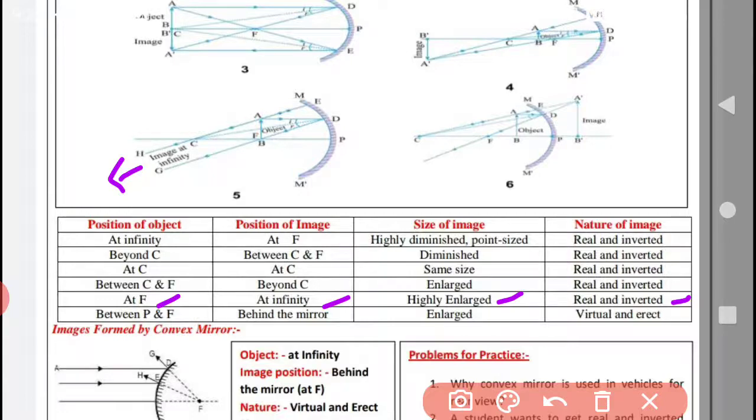Sixth one, when the position of the object is between P and F, that means between pole and focus, then what is the position of the image? The position of the image is behind the mirror.